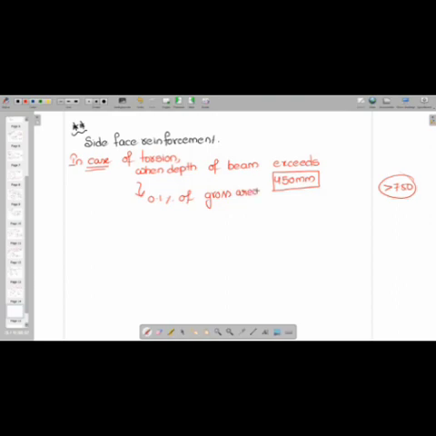Clear, students? 0.1% of gross area. Be careful. 0.1% of gross area. Okay.